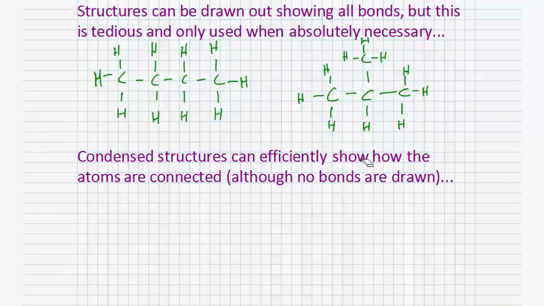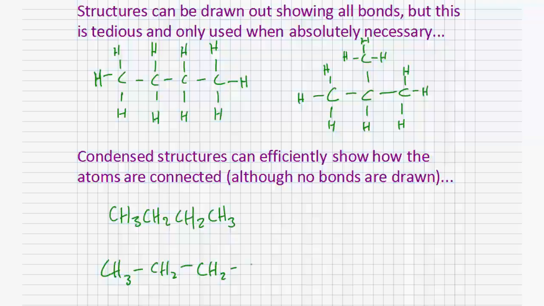So that's where condensed structures come in. They can still show how all the atoms are connected, but we don't draw any bonds. So I guess the simplest condensed structure for that straight chain 4-carbon alkane would be just writing CH3, CH2, CH2, CH3. So just start with the carbons and then say how many hydrogens are attached to them. And there's all kinds of variations on this. Sometimes the carbon-carbon bonds are drawn. So we could do CH3, line, CH2, line, CH2, line, CH3. That means the exact same thing.